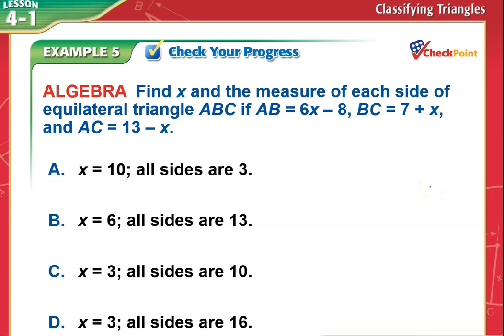All right, let's check our progress. Find x and the measure of each side of equilateral triangle ABC, if AB equals 6x minus 8, BC equals 7 plus x, and AC equals 13 minus x. Notice it says equilateral. Go ahead and pause your video to check your answer. Okay, x equals 3 and all sides are equal to 10.